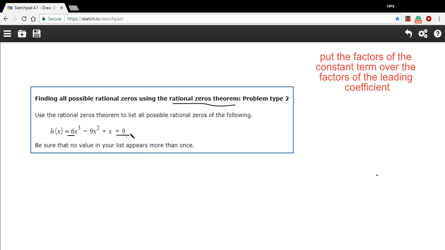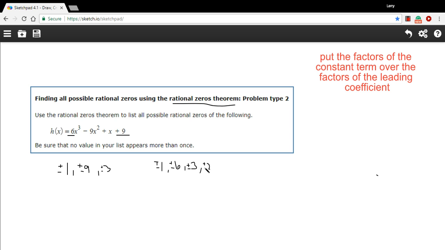But let's start here by listing the factors of our constant term. So we'd have 1 and 9 and 3. And of course, we could have negative values of all of these too, so I'm going to put a positive negative in front of each one of those. And then the factors of 6 would be, and let's do the positive negative, 1 and 6 and 3 and 2.